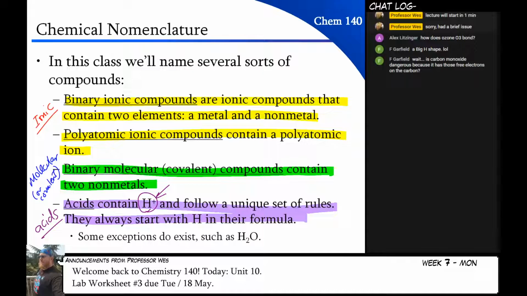So your first goal is just to look for, is it ionic, is it molecular, or is it an acid? And remember, there are easy ways to do that. Ionic compounds have metal or polyatomic ions. Covalent compounds have nonmetals. Acids start with H. That's really all you have to look for.